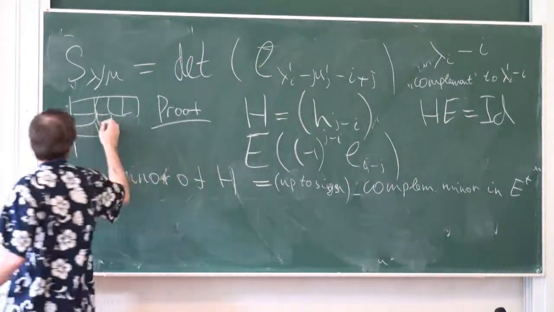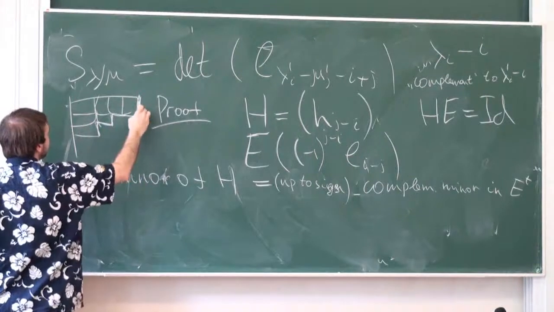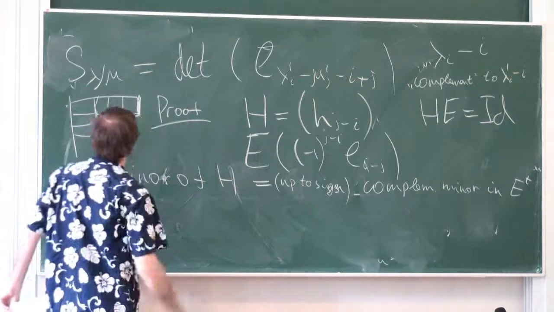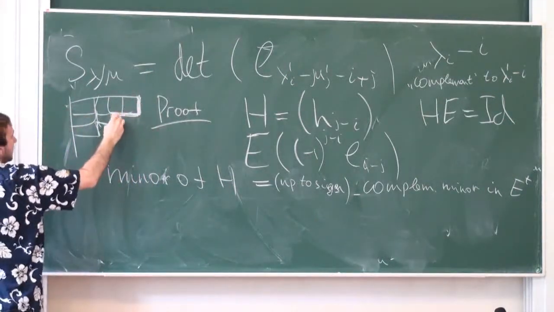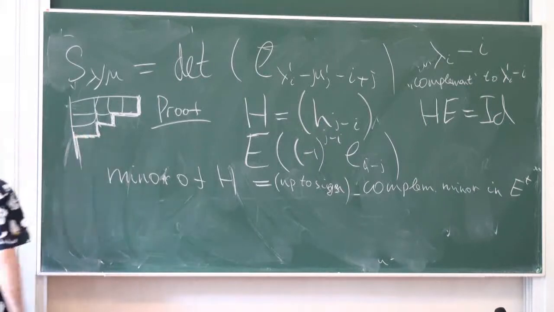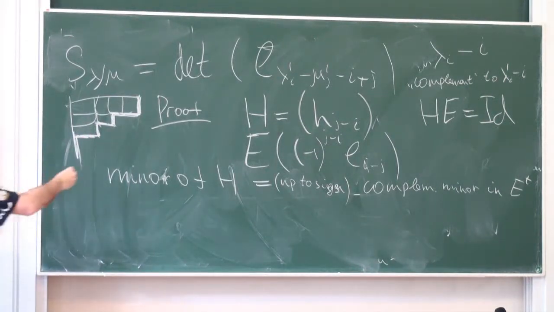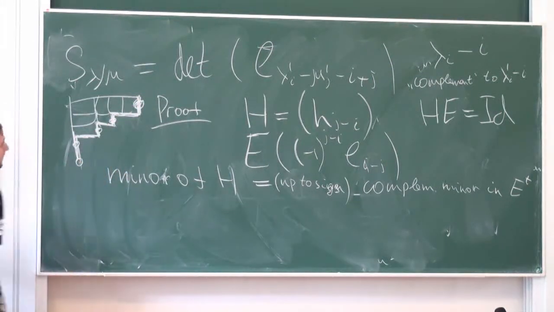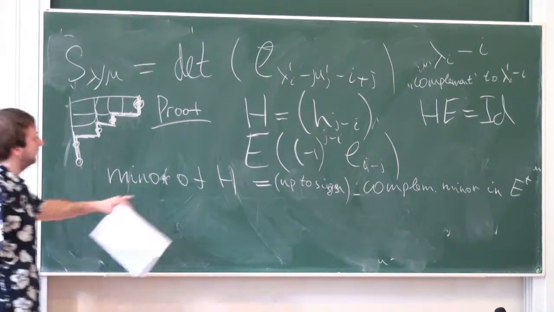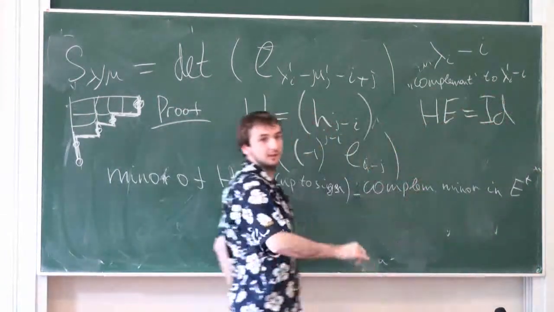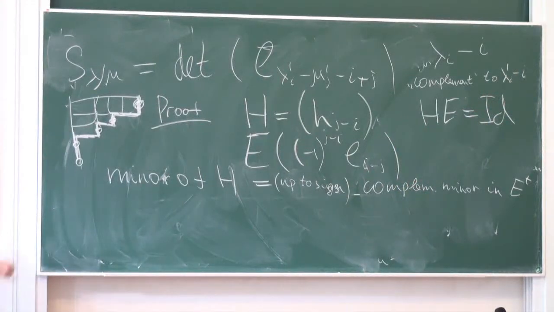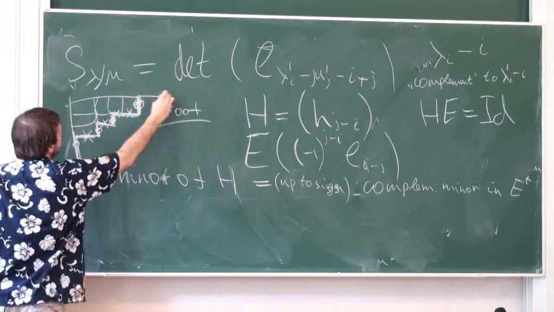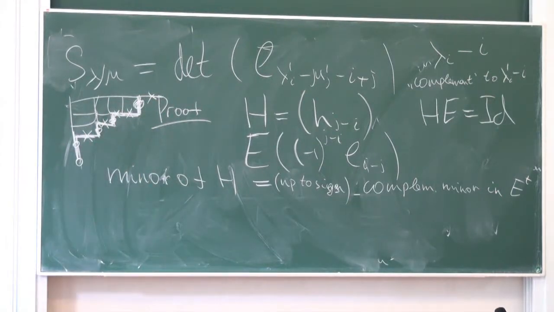So to see that, just look at your Young diagram and see that we can identify this lambda I minus I. So look at the boundary of your Young diagram. You can identify lambda I minus I with these points on the vertical segments of the boundary. In the same way, you can identify these points with points on the horizontal segments of the boundary. And then you clearly see that these sets are disjoint.